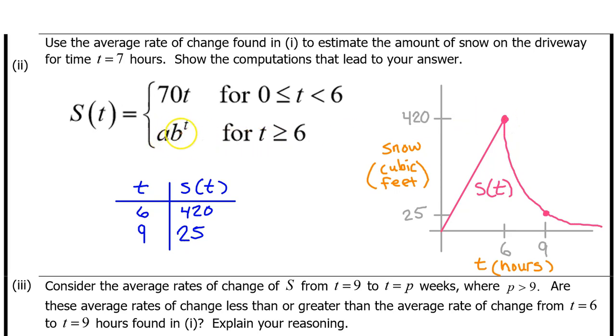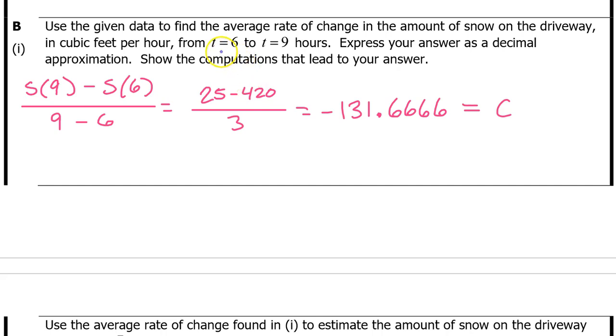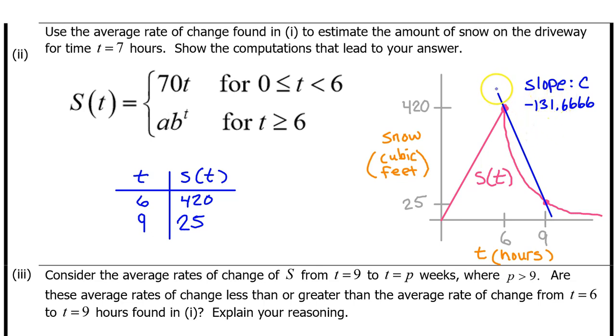The second piece of the piecewise function models the time where Mr. Passwater was shoveling snow off of the driveway. In B Part 1, we found the average rate of change of the amount of snow on the driveway from t equals 6 to t equals 9 hours. This average rate of change is the slope of the secant line of s of t from t equals 6 to t equals 9. When they ask us to use the average rate of change to make an estimate, they are really asking us to write an equation for this secant line and use that equation to make the estimate.